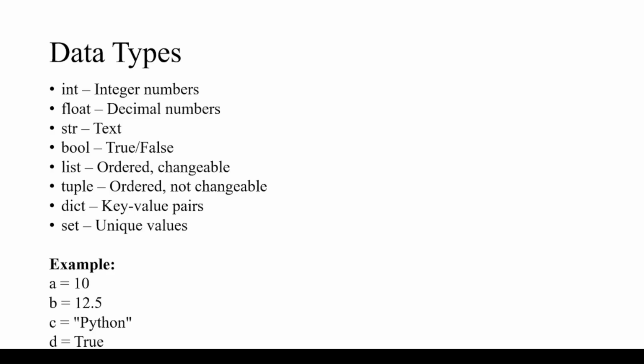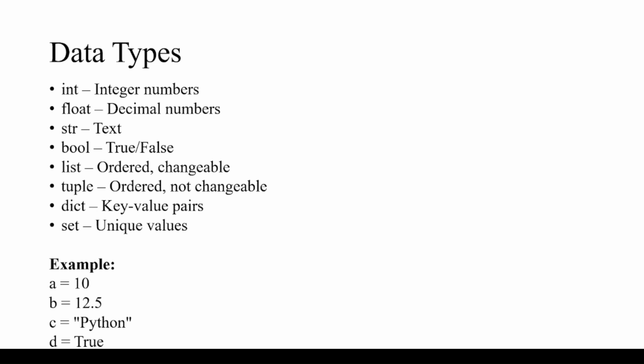Here integer, float, string, boolean, list, tuple, dictionary, set are the data types in Python. Int means integers, the whole numbers like minus 3, 1, 2, 3 like that, and without decimal number is called integer numbers. Float means decimal numbers, for example 1.35, 3.5.